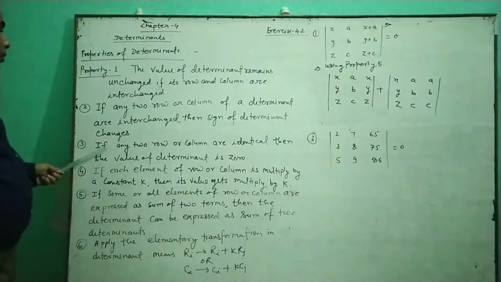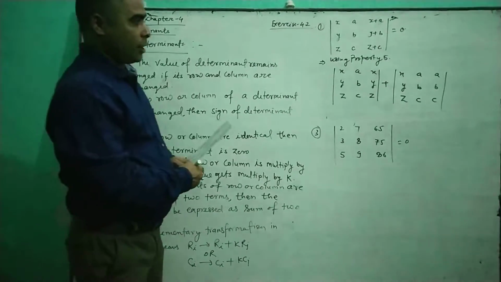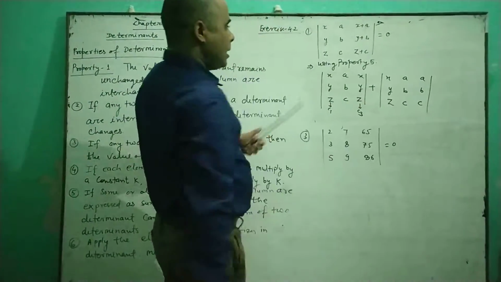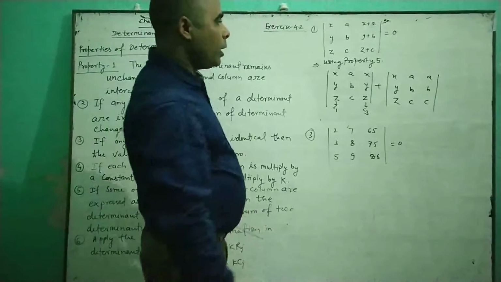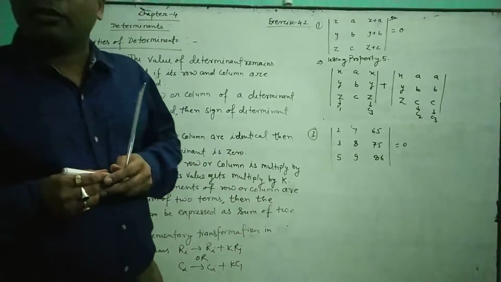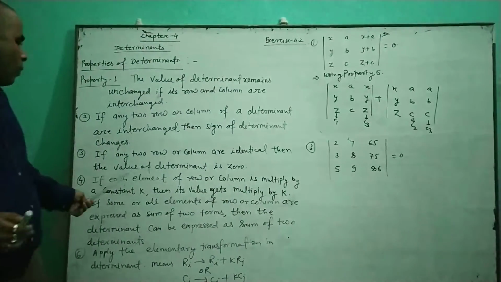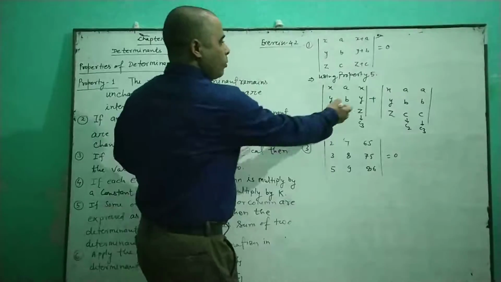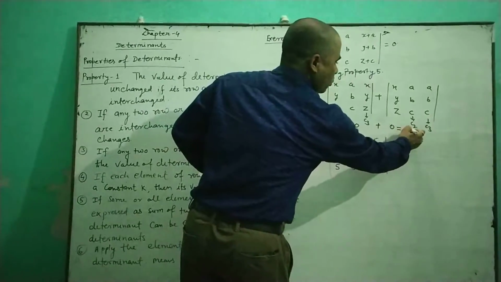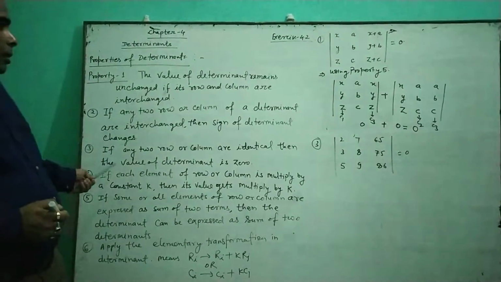Now in property number 3, if any two rows or columns are identical, see here, columns C1 and C3 are identical, x, y, z, x, y, z. In the other one, C2 and C3 are identical. In a determinant, if two rows or two columns are identical, then the value of the determinant is 0. It means the value of this determinant will be 0 and the value of that determinant will be 0. 0 plus 0 is equal to 0. It means by property 3 we have to use it here.